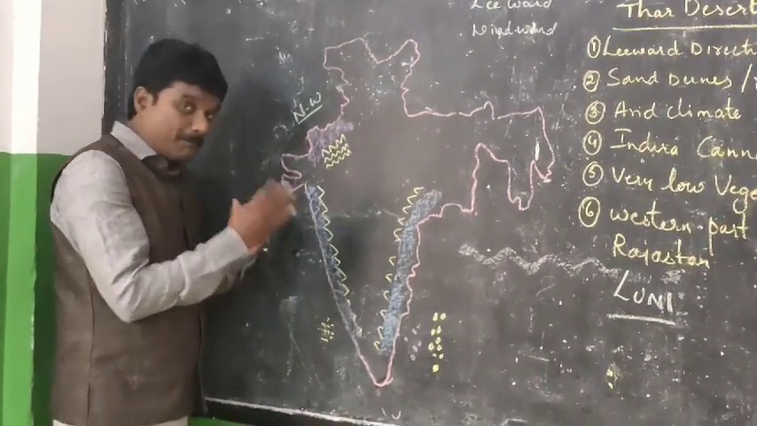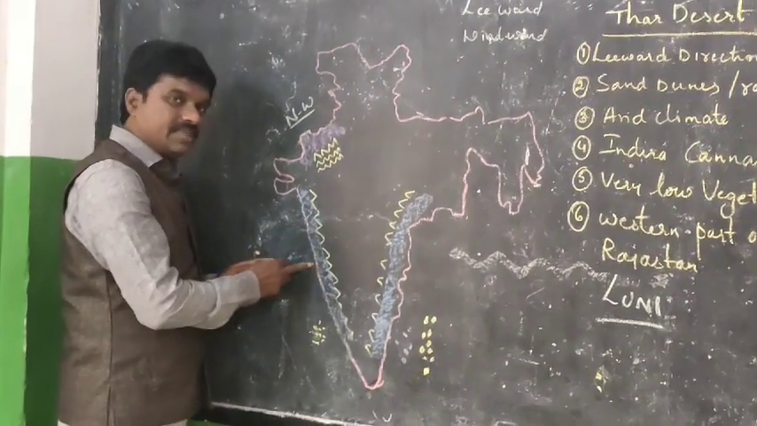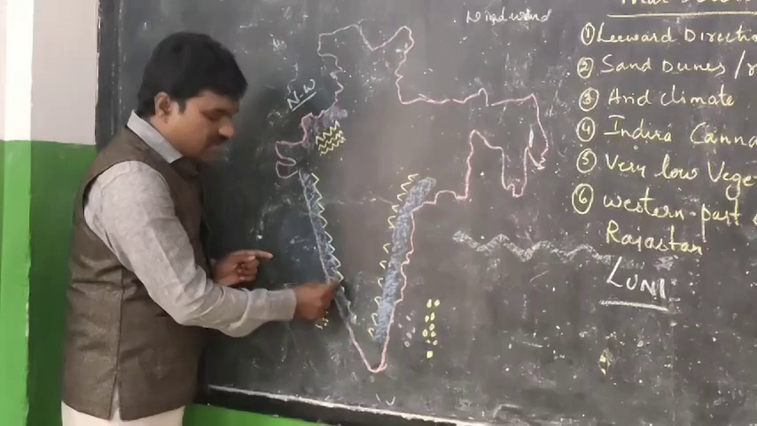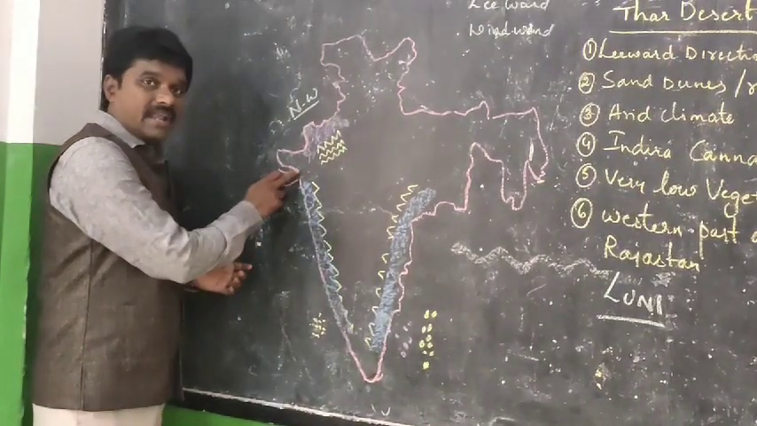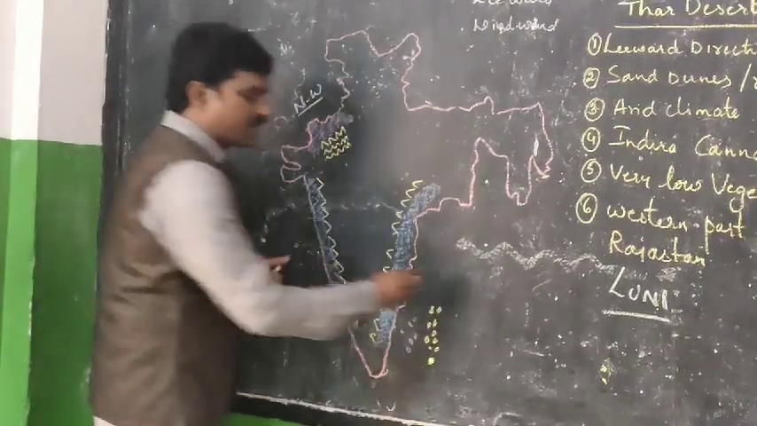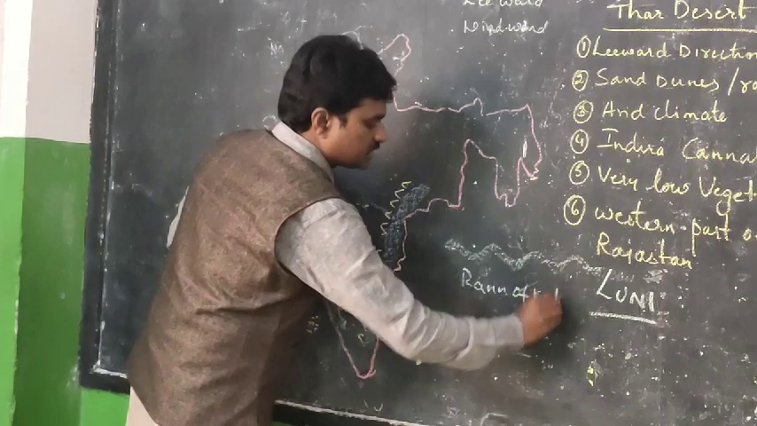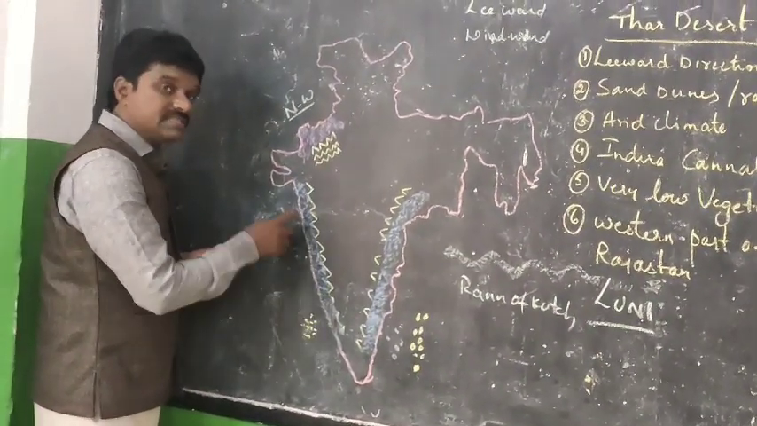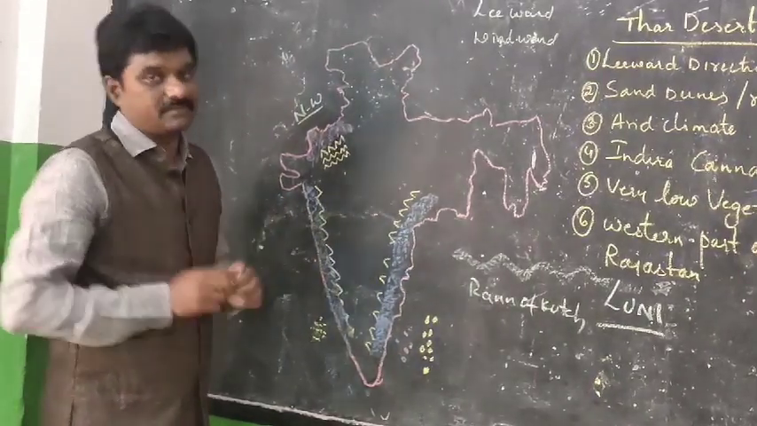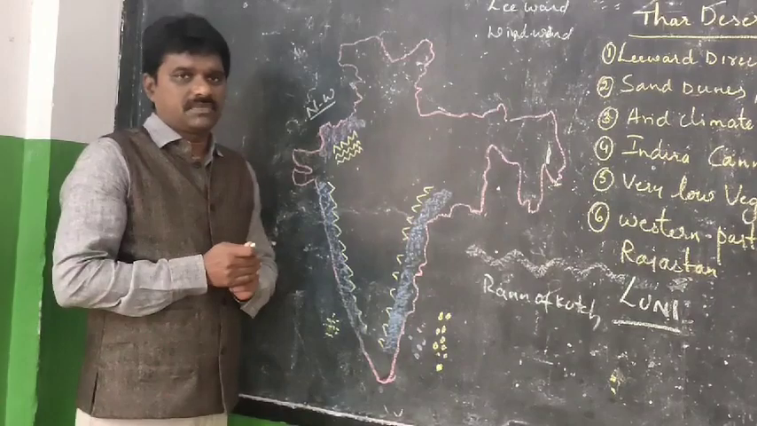The coastal plain which is located between the Western Ghats and the Arabian Sea is called the West Coastal Plain, and this starts from the Rann of Kutch in Gujarat to Kanyakumari. You come across this West Coastal Plain, and it is very narrow in nature.